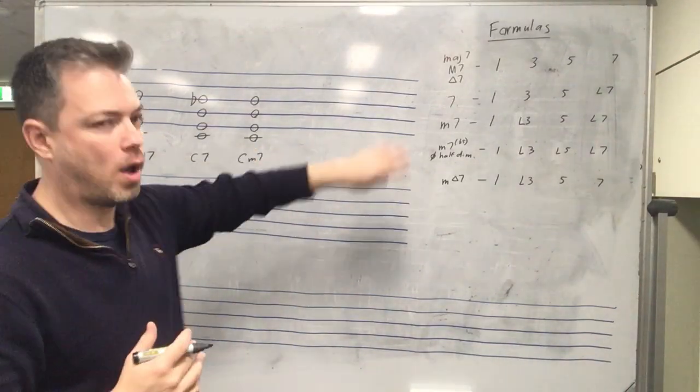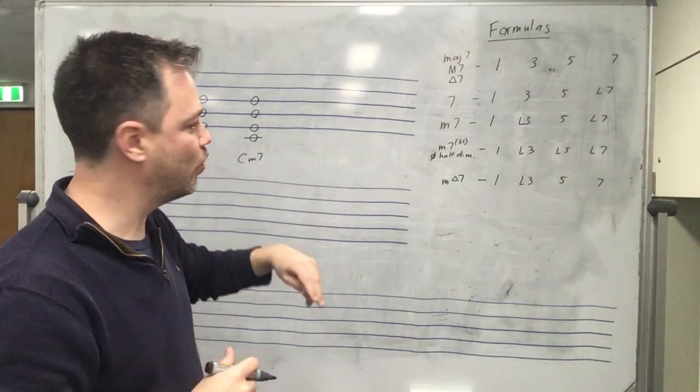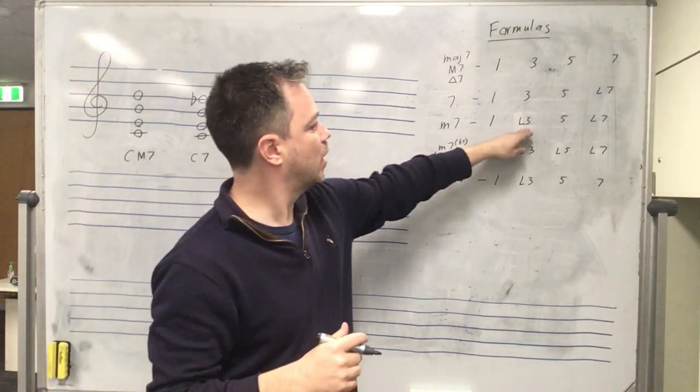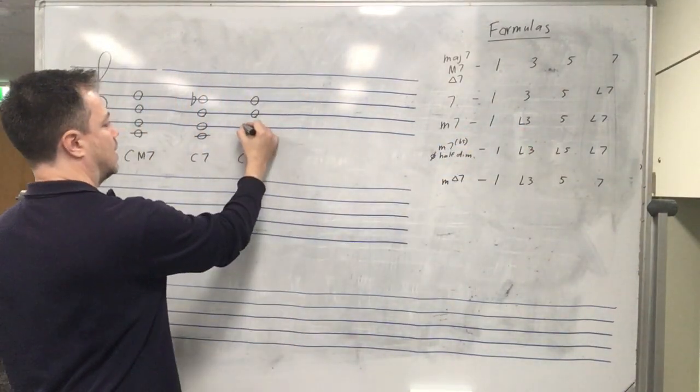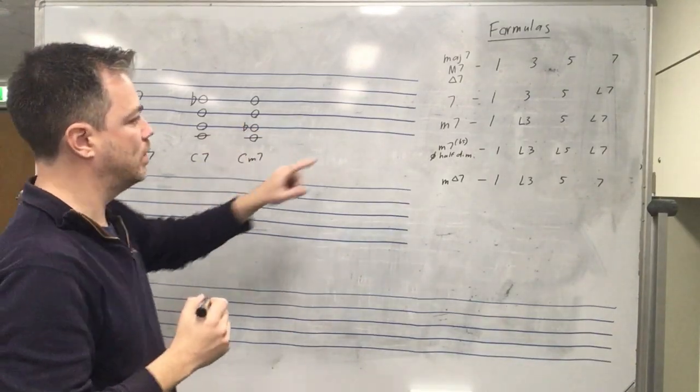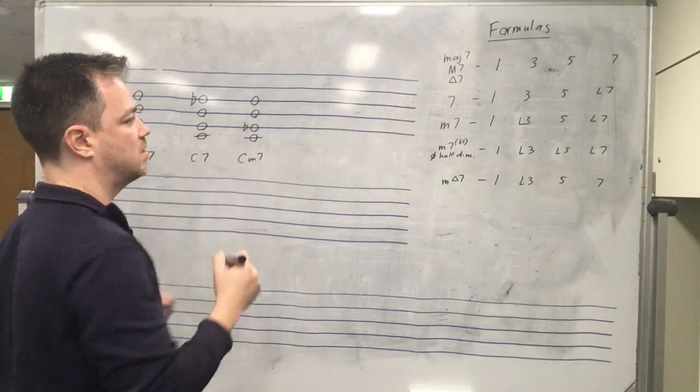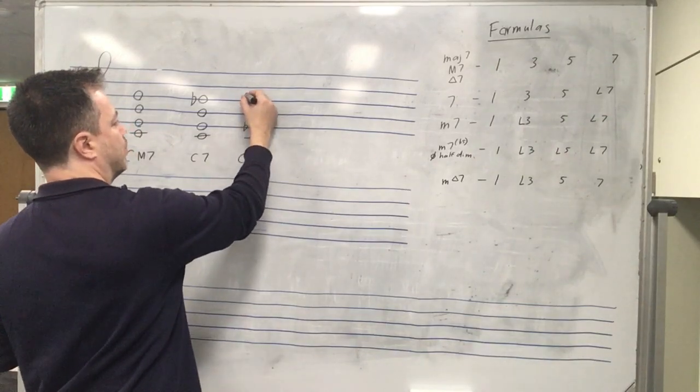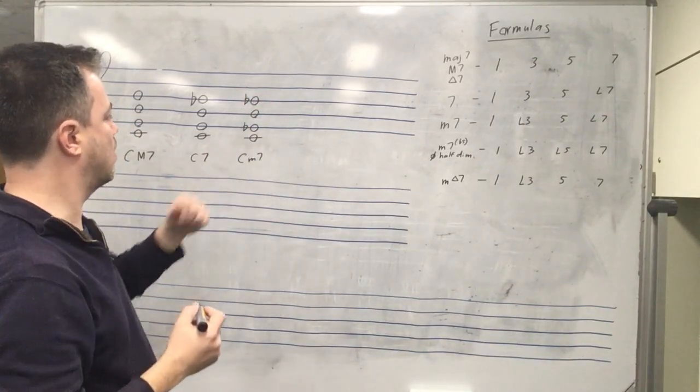1 stays the same. 1 always stays the same, otherwise it's a different chord. But we need a lowered third. So that is that note there, E flat. The 5th stays the same, and the 7th goes flat as well. And that is now C minor 7.